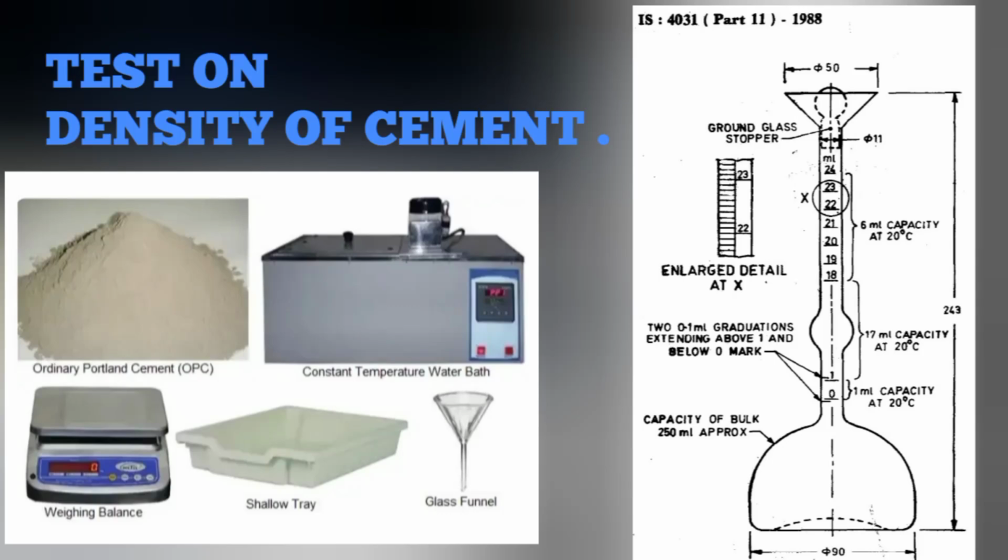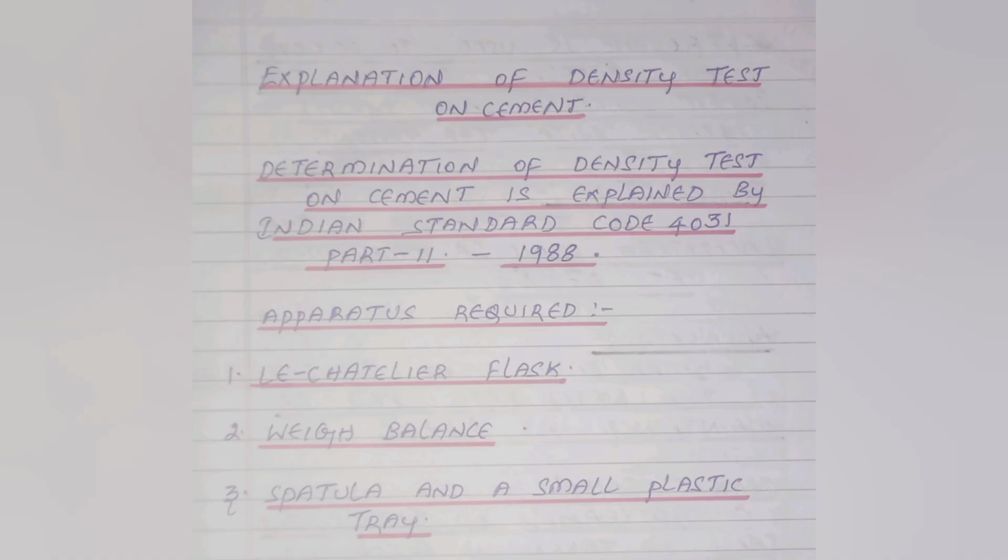Hello everyone. Today's topic is about the test on density of cement. Explanation of density test on cement. Determination of density of cement is explained by Indian Standard Code 4031 Part 11, 1988.